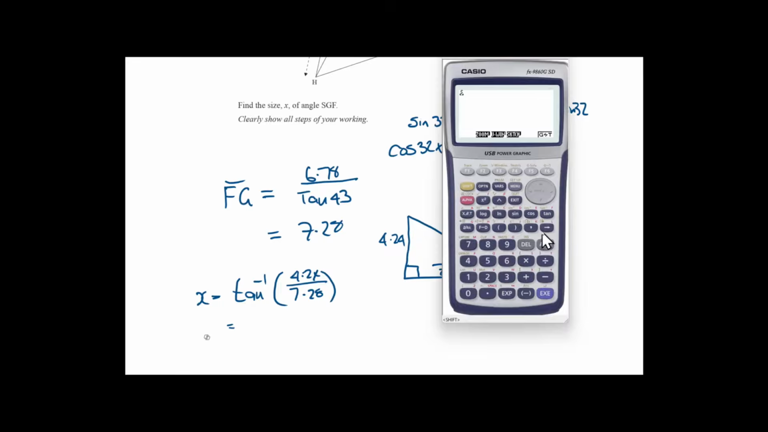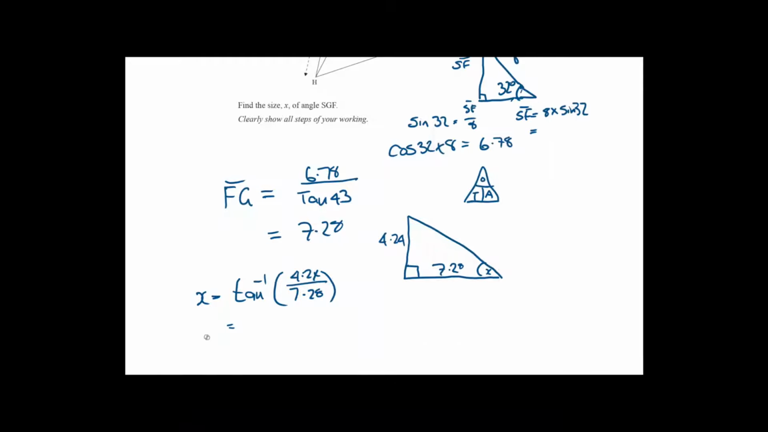So tan negative 1 of 4.24 divided by 7.28, and we get 30.22 degrees. And that's that. We're done with that one.